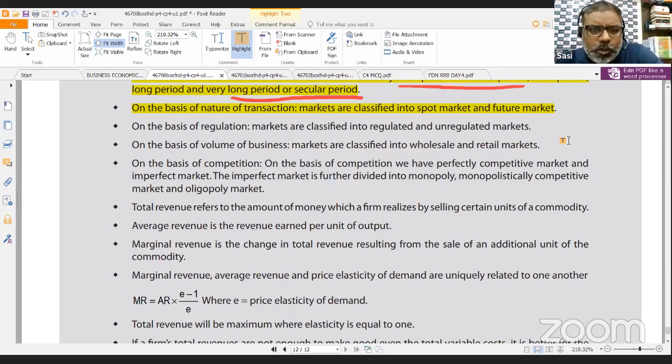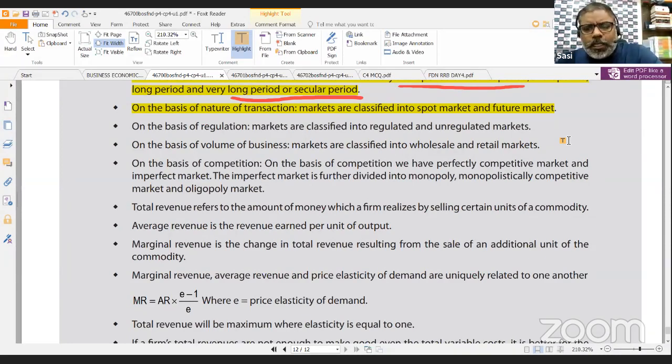If I purchase something, you go to a shop, purchase a pen. You give the money, you take the pen. Settlement completed, immediate. That is a spot market. Future markets are those where the agreement happens now that I will buy something from you after some time at a particular price, but the purchase, the settlement or delivery of the goods, has not yet happened. That is called a future market.